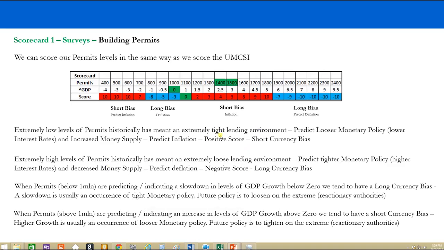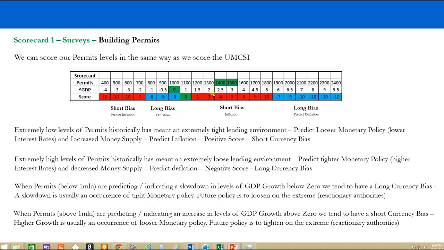So when we look at the section in between, when permits are below 1 million, so we're looking around this level here, when permits are below 1 million, we're predicting or indicating a slowdown in future levels of GDP growth, and we tend towards a long currency bias. And the slowdown, historically, slowdowns are usually an occurrence of tight monetary policy. And if it gets too extreme, the future policy is to loosen on the extreme, as we've already looked at.